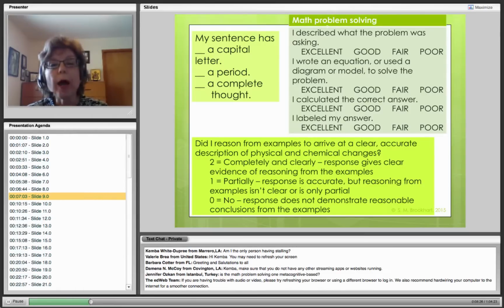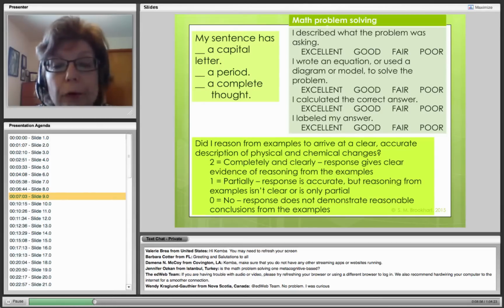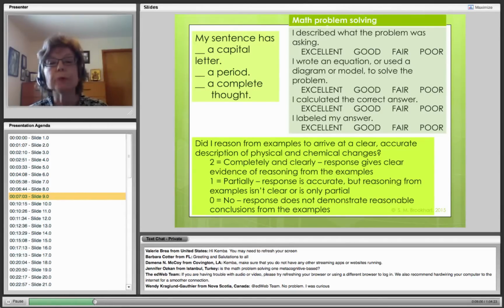The little rubric at the bottom is indeed a little rubric, but it is a true rubric in that it has both criteria and performance level descriptions. The rubric says, did I reason from examples to arrive at a clear, accurate description of physical and chemical changes? This was a rubric that was applied to some work in a high school chemistry class. And notice that there are ratings there, 2, 1, and 0. We all know 2 is greater than 1, which is greater than 0. But you don't jump to the evaluation.